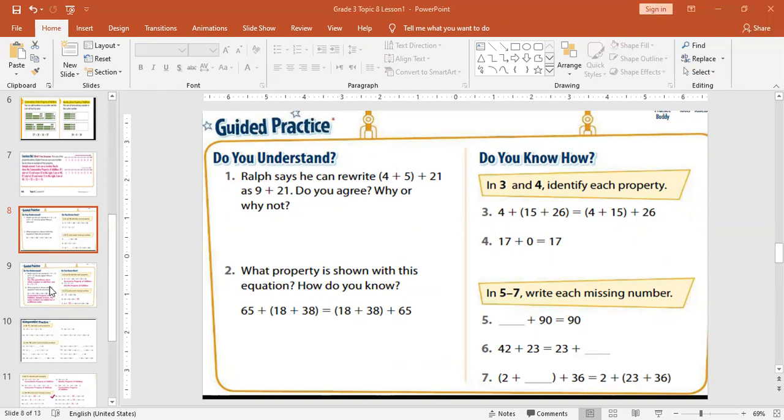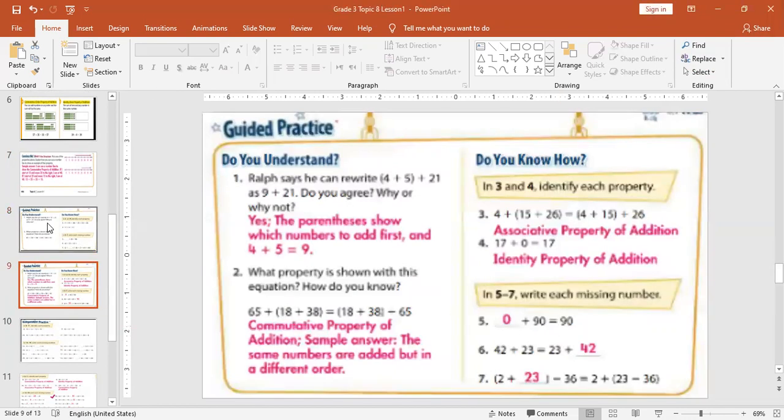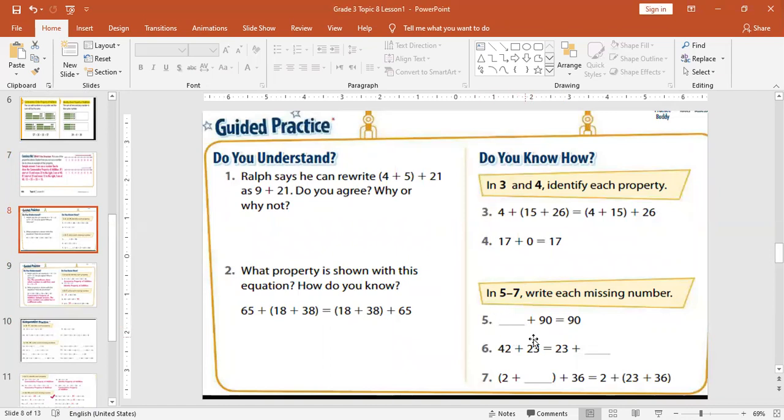So here he's telling me what is the number that when I add to 90 is 90. So it is 0, of course. And here 42 plus 23 equals what? Equals 23 plus 42. 2 plus what plus 36 equals 2 plus 23 plus 36. Of course, it is 23. Okay.